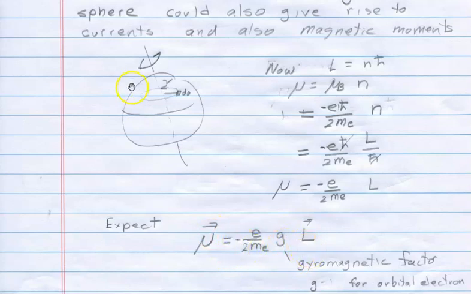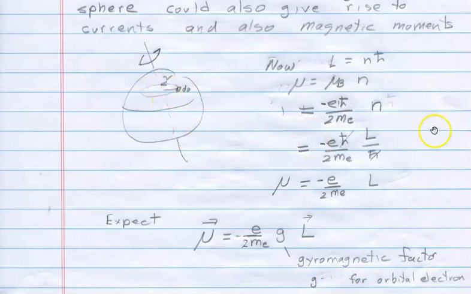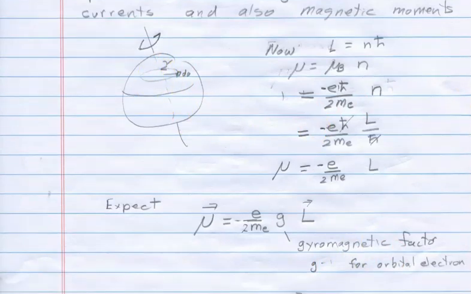And the only thing that's really different about this is that in summing up all of these different sized current loops, from very, very small to all the way out to the outside, one should just get a numerical factor here of little g, which is not degeneracy, but is called the gyromagnetic factor. For orbital electrons, little g is 1, but for a solid rotating sphere of charge, it's something different than 1.